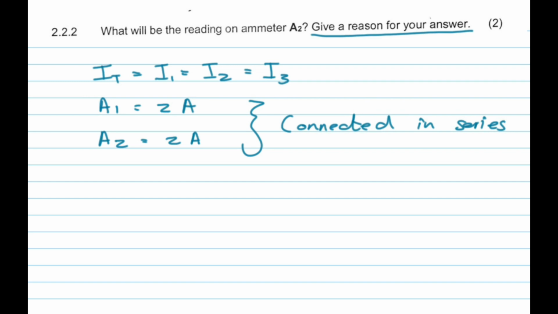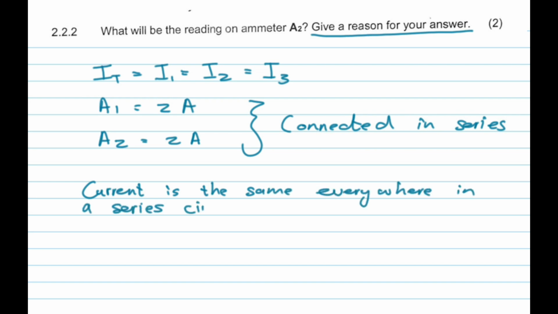But you have to still give a reason for your answer, and you have to say that in the form of a sentence. So what are you going to say? You're going to talk about how the current is the same everywhere in a series circuit. That should give you your mark.